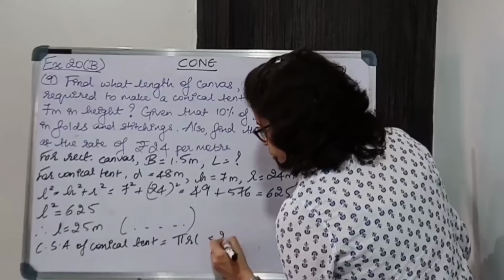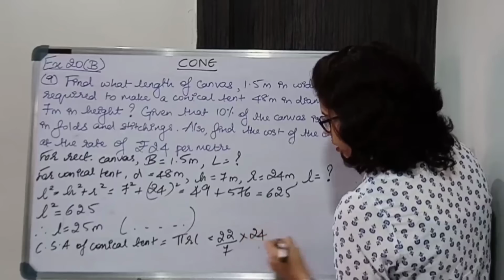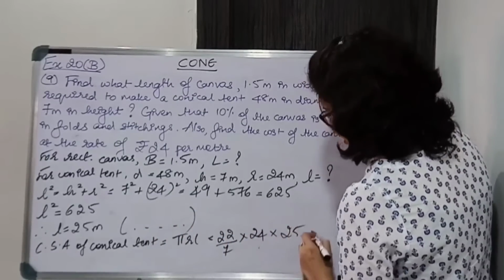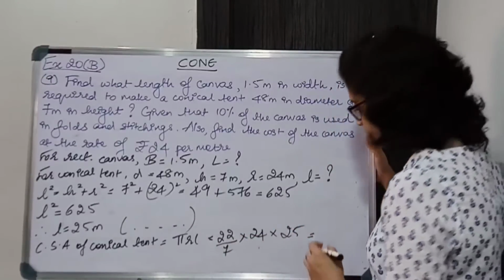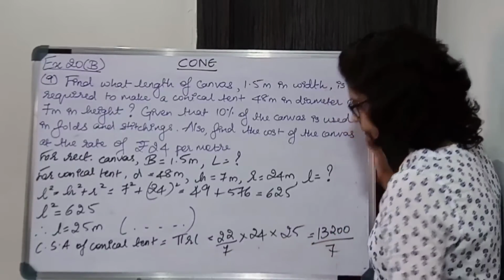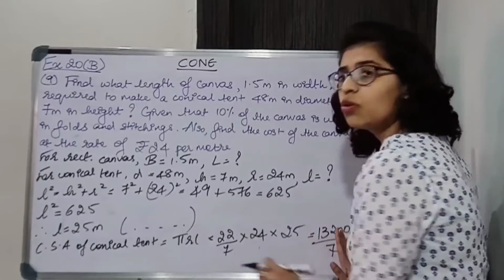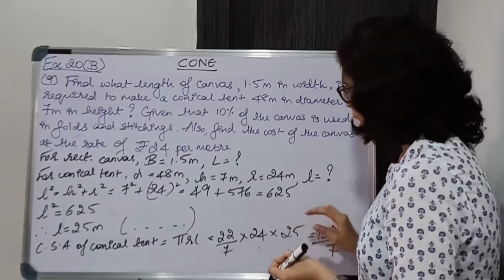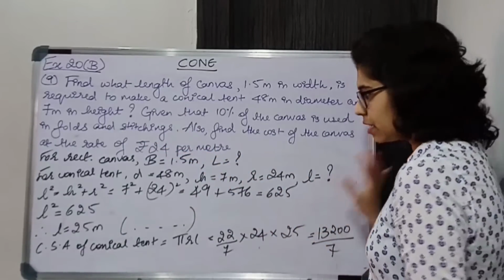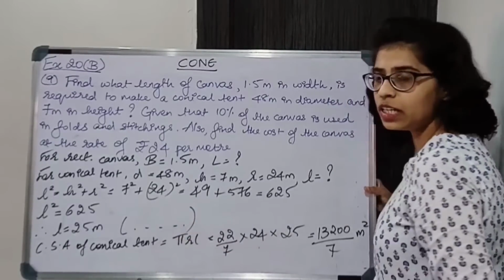Okay? Now 22/7 into r is 24 and L we just got 25. We'll multiply these. Okay? If you multiply, it is 13200 upon 7. Now I'm not going to divide this because if I divide, it will give a decimal answer. Okay, and I need this information, I will use it later on. Okay, keep this as it is. So this much meter square is used for conical tent.